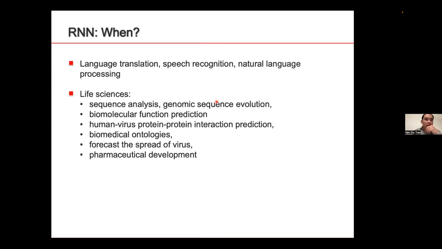So the application of RNN, again, of course, is used in natural language processing. In life sciences, it can be used, for example, for forecasting the spread of a virus, for drug development, for example. And in case we need to look at the performance of drugs in pharmacokinetics, we need to design the dosage of the drugs during several days, for example.